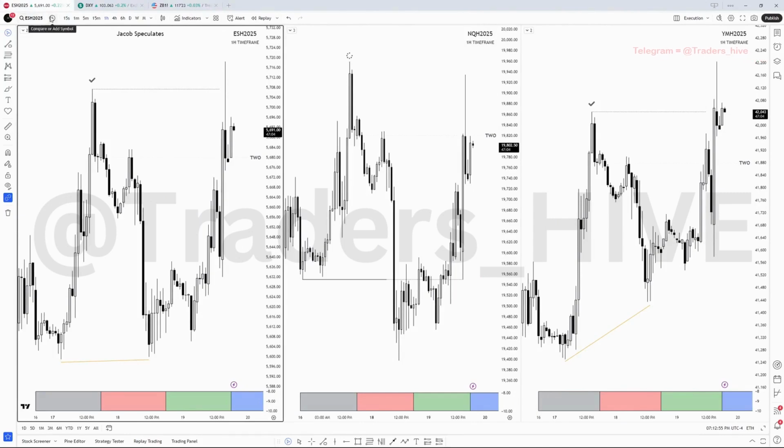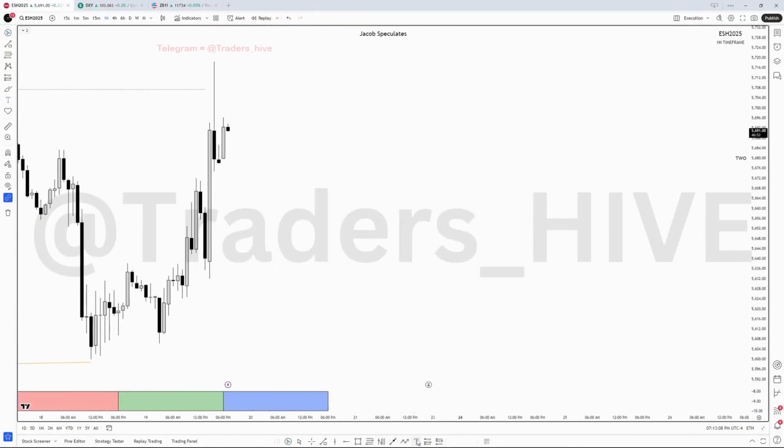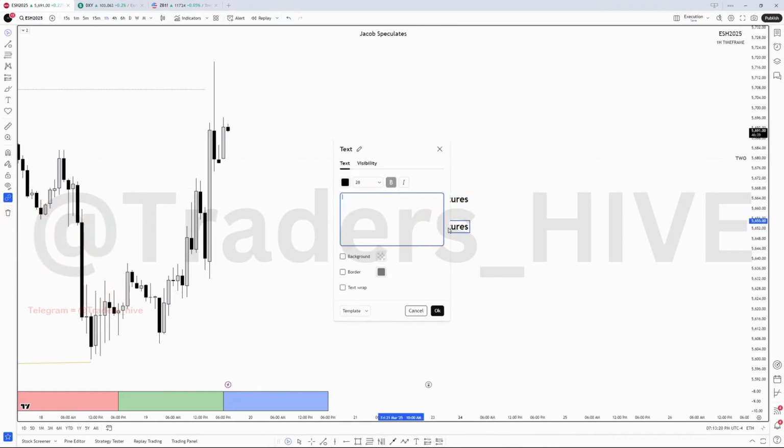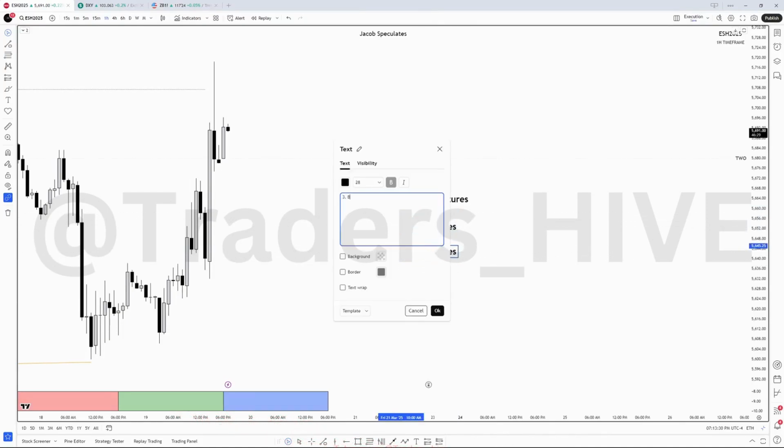So there is a specific order at which intermarket analysis actually comes into play. And I'll draw it out like this. So first you have the index futures, and then you have currencies, and then you have the bonds.